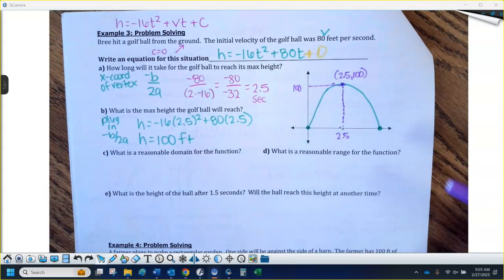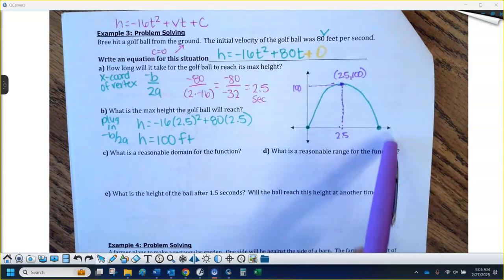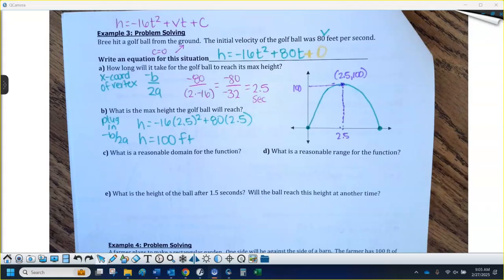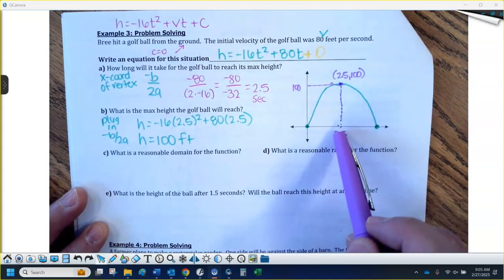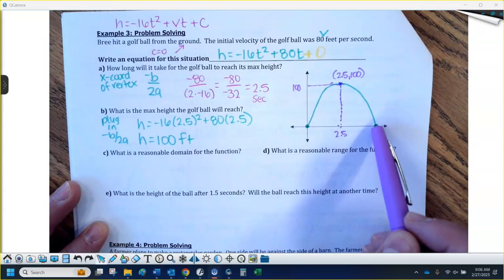We would not go below the x-axis here because that would be underneath the ground. So just this first quadrant would be the map of this lovely golf ball. So for a reasonable domain, we're not going to do negative infinity to infinity because that doesn't make sense for the situation. That's why it says reasonable. So can anybody tell me, this is 2.5 right in the middle. This is a vertex. What would the x coordinate of that point be?